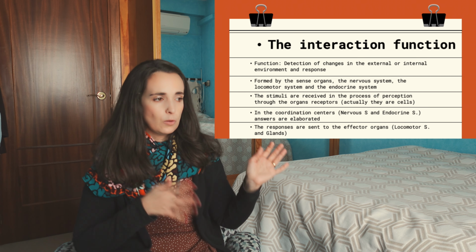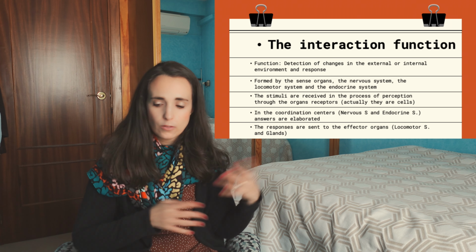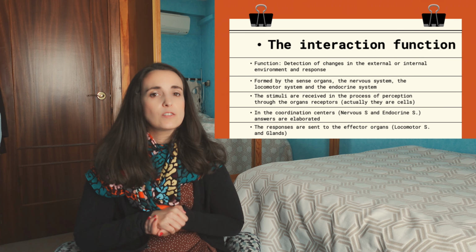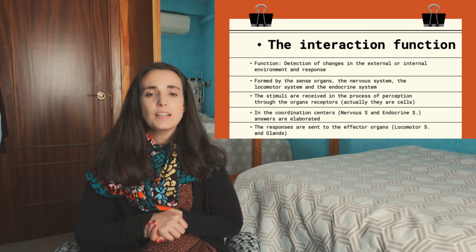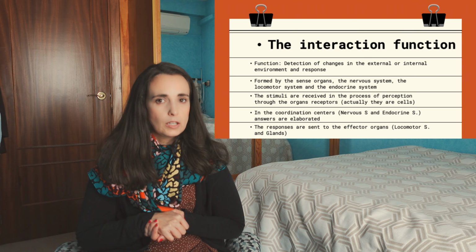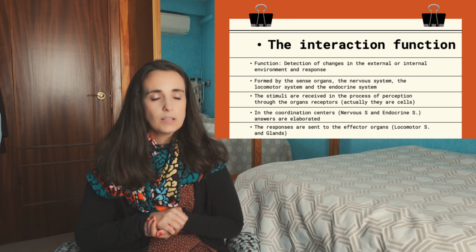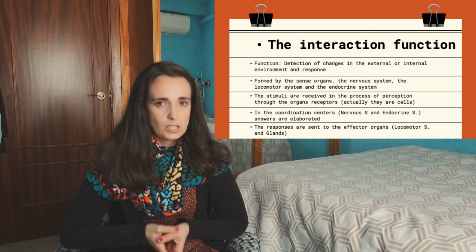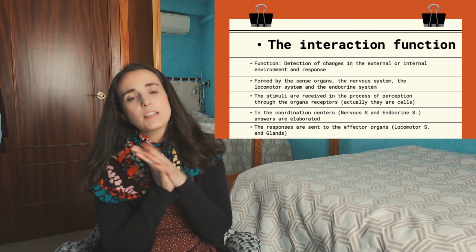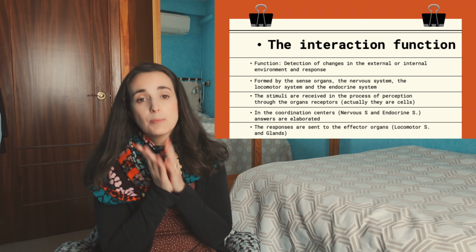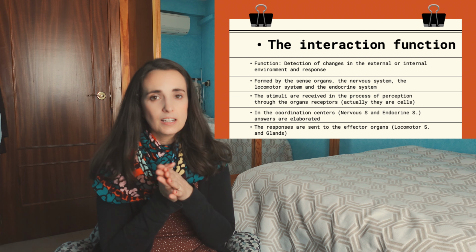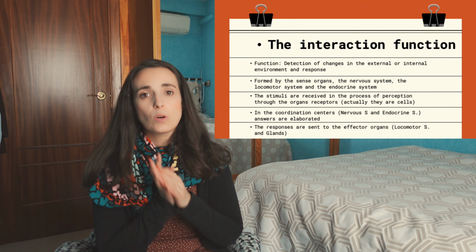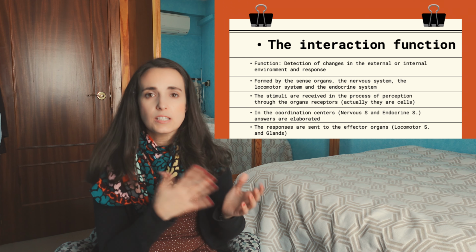We will see which type of receptors we have in the next slide, I guess. Usually receptors will be forming an organ, which are the sense organs, but not always. Sometimes we will have isolated receptors, and in the end all the receptors are cells that have been differentiated and specialized in receiving one type of signal, one type of stimulus.